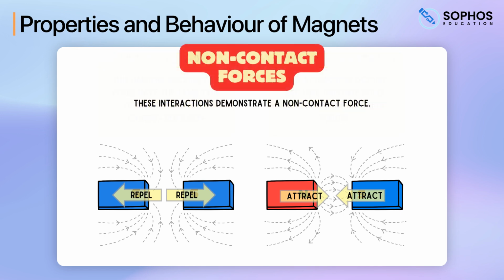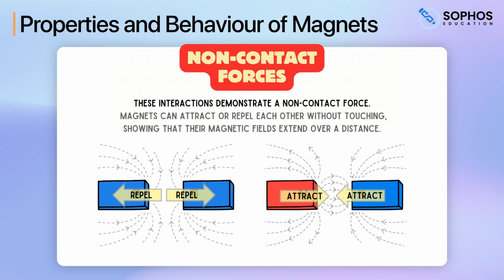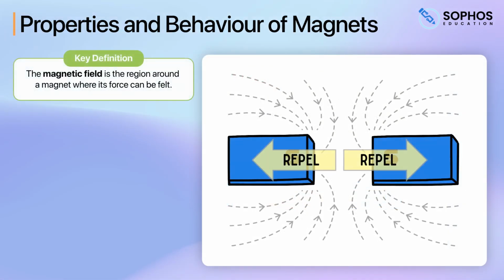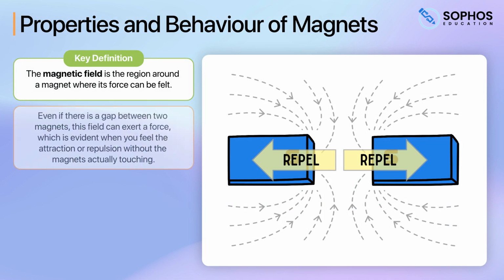Importantly, these interactions demonstrate a non-contact force. Magnets can attract or repel each other even without touching, showing that their magnetic fields extend over a distance. The region around a magnet where its force can be felt is called the magnetic field. Even if there is a gap between two magnets, this field can exert a force, which is evident when you feel the attraction or repulsion without the magnets actually touching.